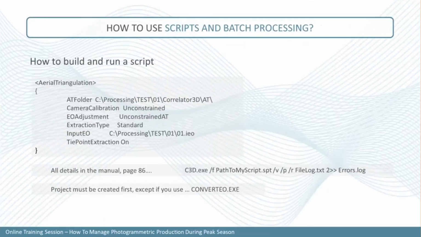One thing is, if you're planning to use the fully automated script without running the graphical user interface, you must think that the project will need to be created before. But you can create your project with the convert EO function within the SimActive installation folder.